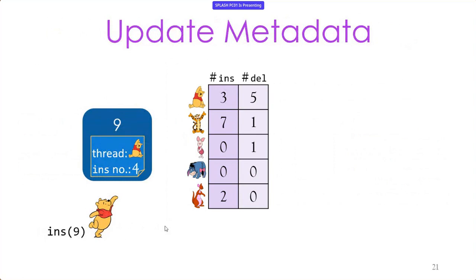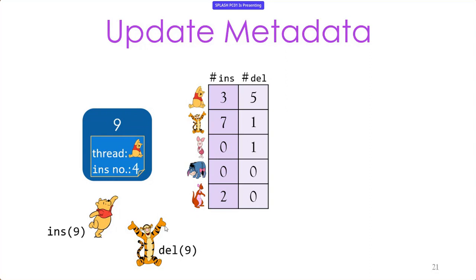So what he needs to do is create a node and, as I said earlier, publish information about his insert in this node. The information includes his thread ID and the fact that it's his 4th insert. Now Pooh is going to link this node to the set, and after he modifies the set, he needs to update the metadata. But it might get delayed at this point, and Tigger might start running a deletion of 9. So Tigger is going to encounter the information that Pooh left, and he'll try to help Pooh update the metadata.